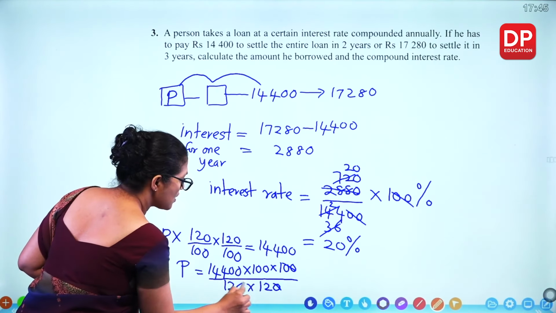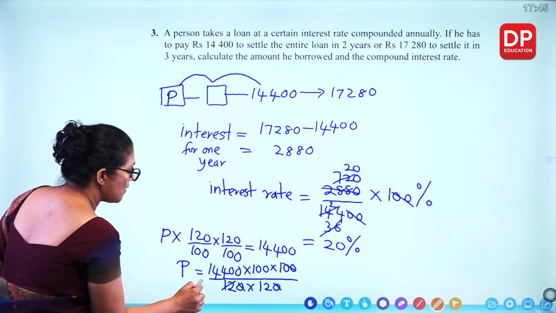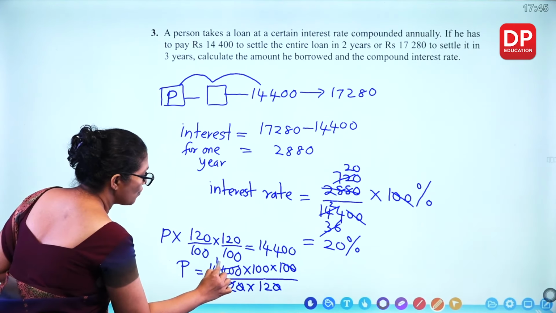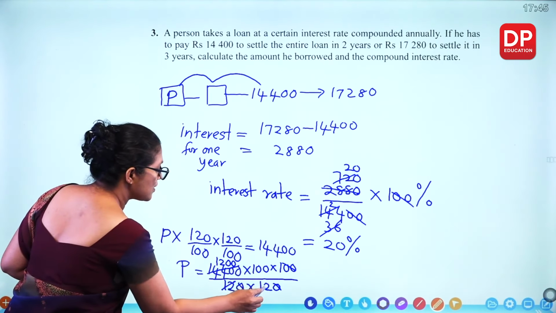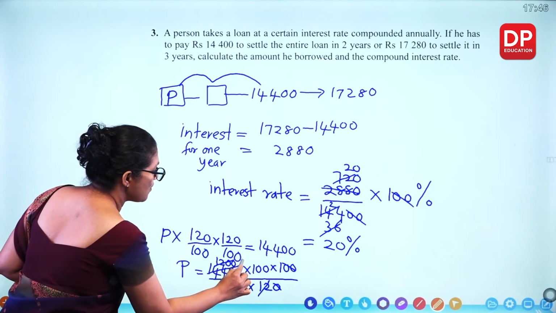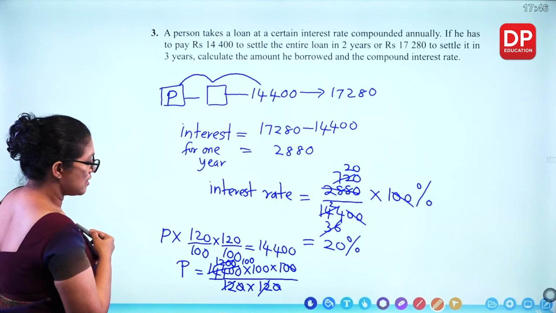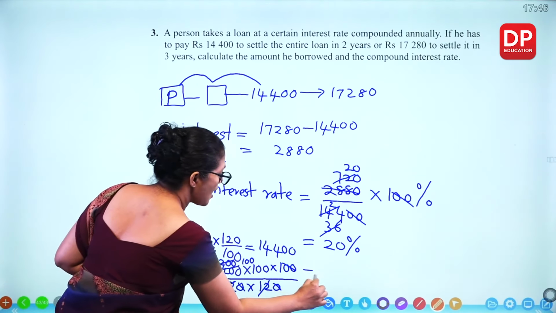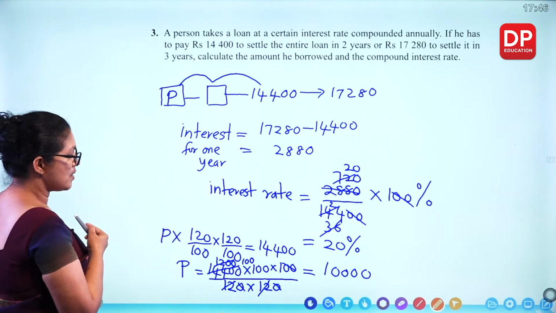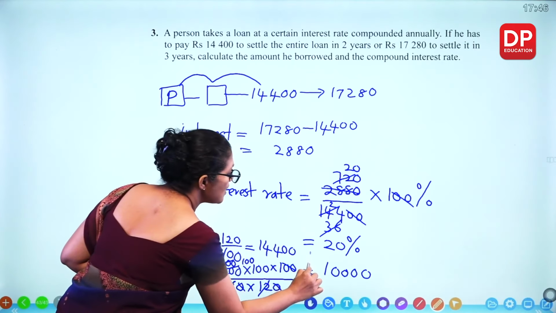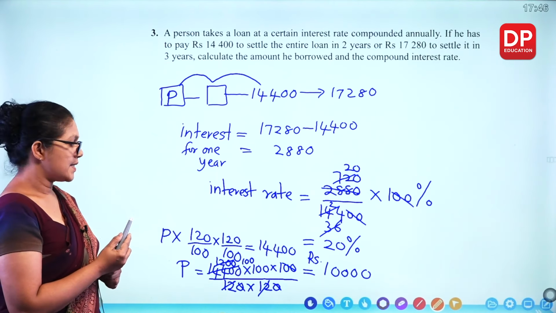So 2 zeros. 12 times 12, 144. Then 12 times this one, you get 100. 100 times 100 is the answer. So 100 times 100, you get 4 zeros. So what's the amount borrowed? 10,000 rupees.